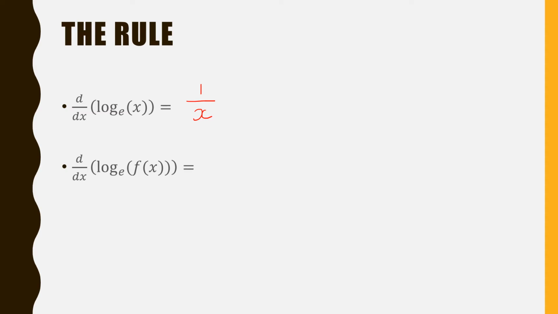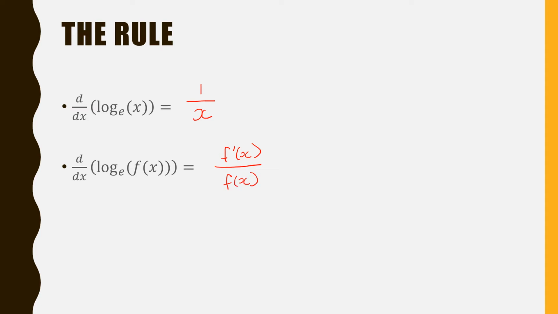Okay, so once again, there are proofs of this rule in your textbook, should you like to know. We're just going to focus on the rule itself. Now, the derivative of log e of x is actually 1 over x. But the better rule to remember is that if we're differentiating log base e of a function, what we get is in the numerator the derivative of that function, and in the denominator the function itself.